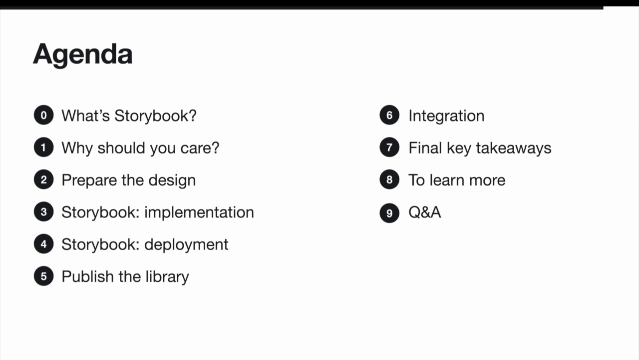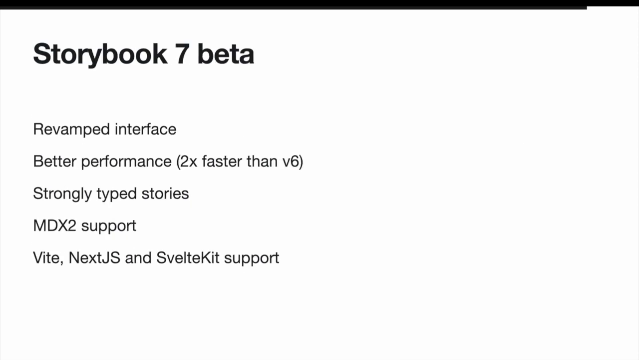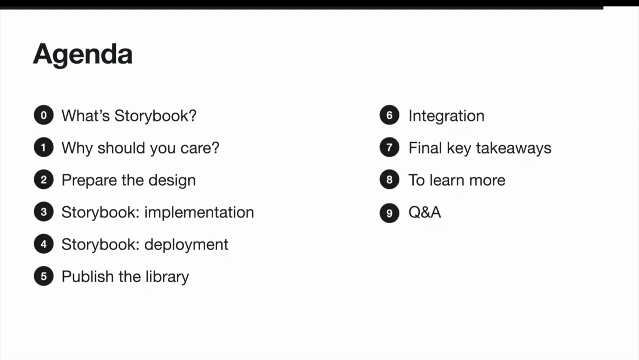And yeah, that's an extra slide, because Storybook 7 is in beta now. In this demo we are not using Storybook 7, but it has been released, and they are providing a revamped interface, a new interface, and better performance, two times faster than the last version. Finally, we will have strongly typed stories. It will also support MDX version 2, and you will have support for Vite, Next.js, and Svelte.